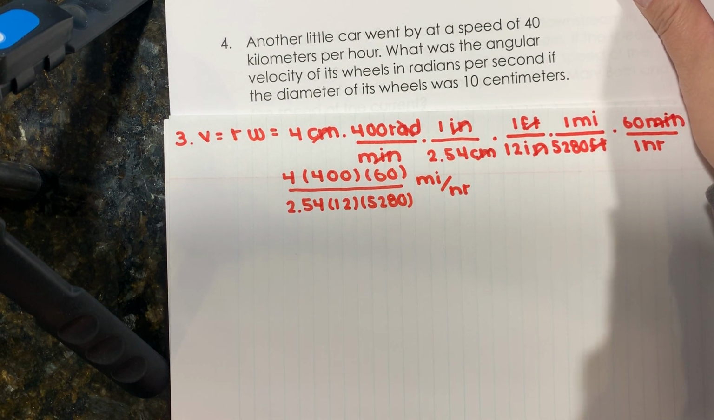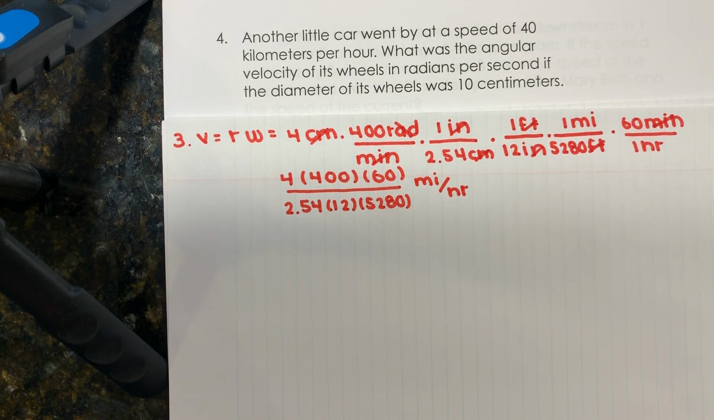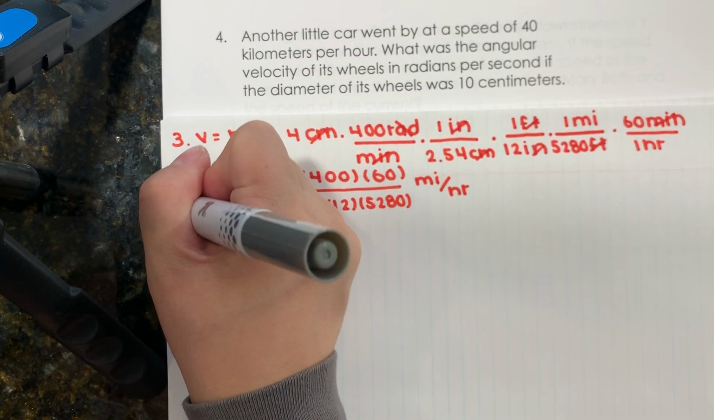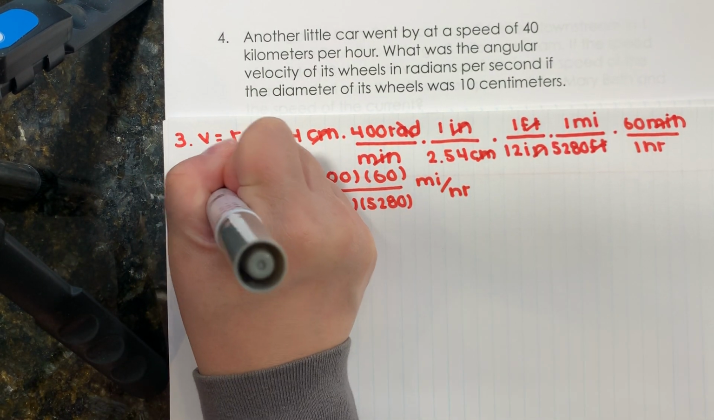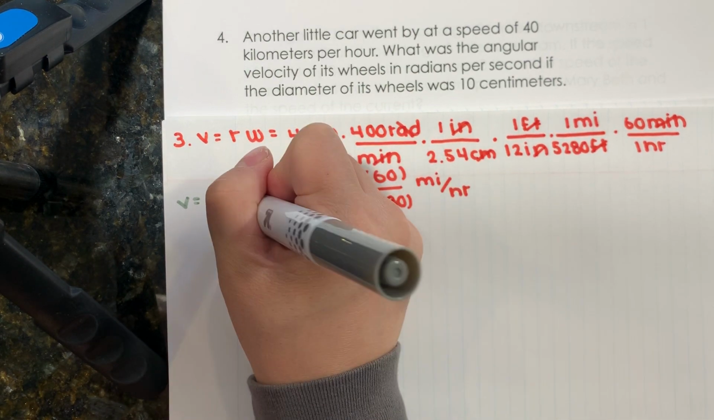Moving on to number 4, same type of problem. This one says, another little car went by at a speed of 40 kilometers per hour. What was the angular velocity of its wheels in radians per second if the diameter of the wheels was 10 centimeters? So this one, using the formula V equals RW, we're solving for angular velocity.